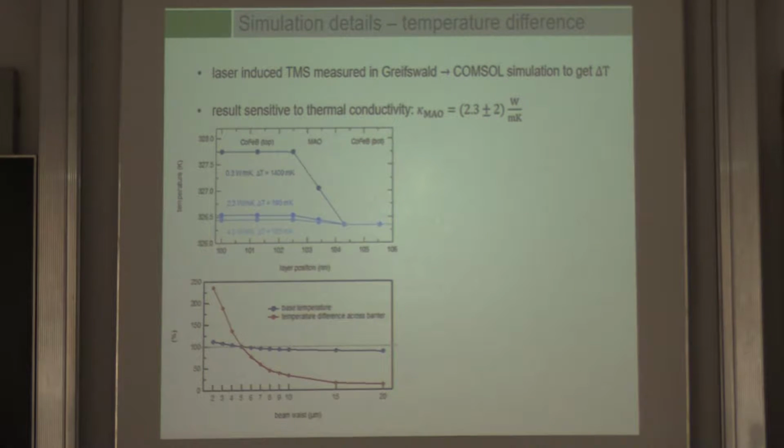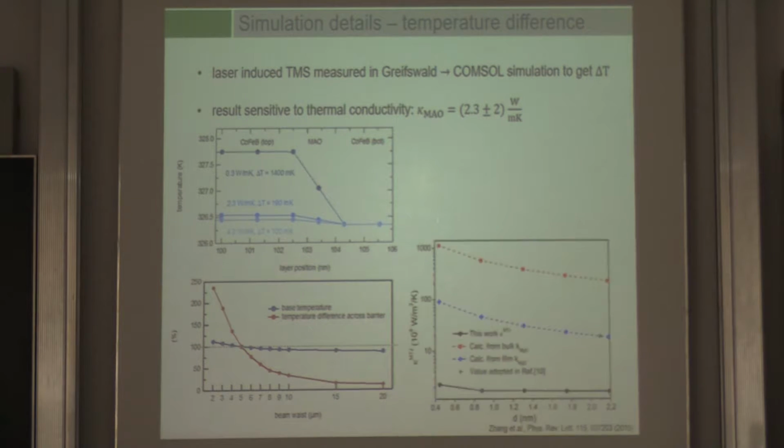And another thing that you can see is that the temperature difference across your barrier is highly dependent on the beam waist of the laser spot, for example. So usually we measure with something like 5 micrometer beam waist. And you can see that the temperature difference is really dependent on your beam waist over here. So if you're only a little bit off, say 4 or 6 microns, you're at something like 140 to 75% in comparison to the 5 microns that we usually use.